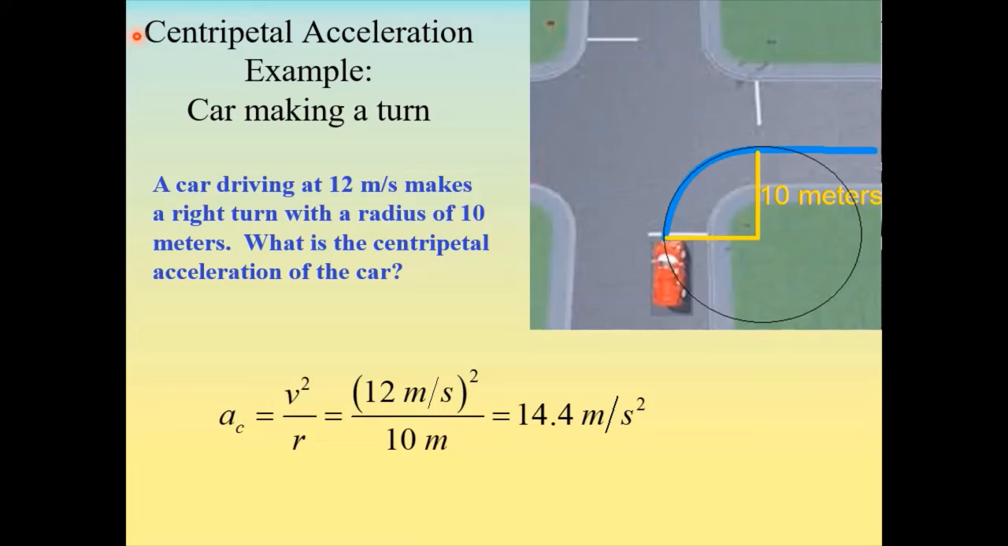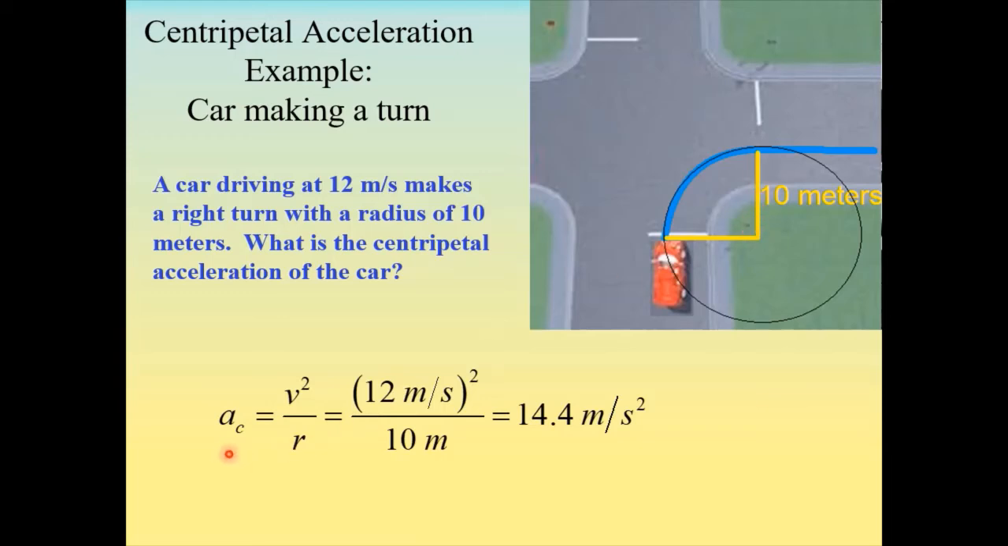Here's another example of centripetal acceleration. Let's figure out what the centripetal acceleration of a car is when it makes a turn on a road like this. A car driving at 12 meters per second makes a right turn with a radius of 10 meters. When you make a right turn, you're tracing out an arc of a circle, a part of a circle. The radius of this imaginary circle that you're driving around is 10 meters, so that's what we're going to use for r.